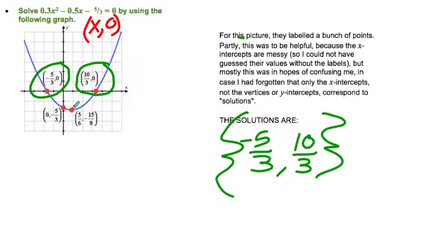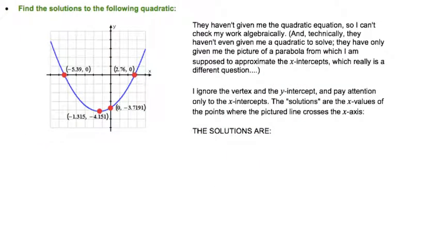Now, they give you the vertex and they give you the y-intercept, but they want you to solve this, which means figure out what values of x make y be 0. So these values down here are kind of throw-offs. They don't actually help you. They're trying to confuse you, I suppose.